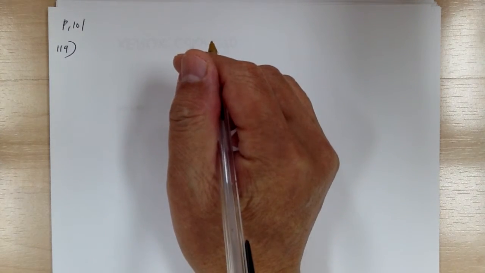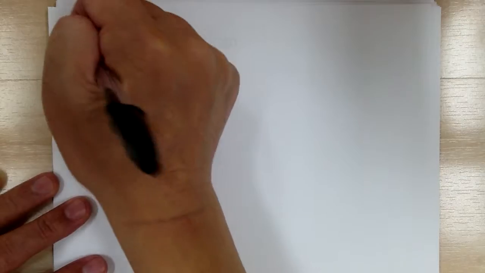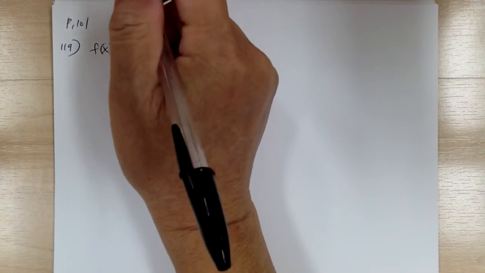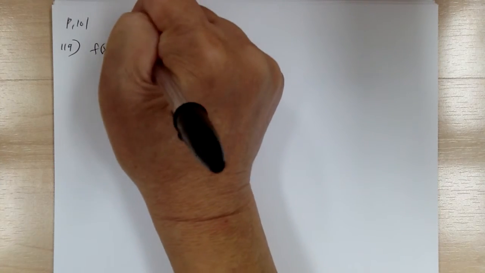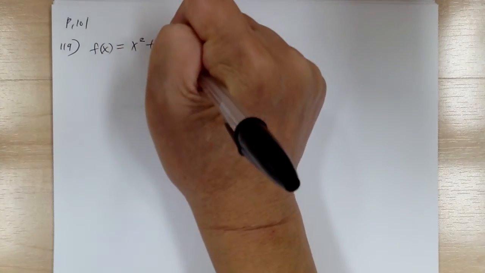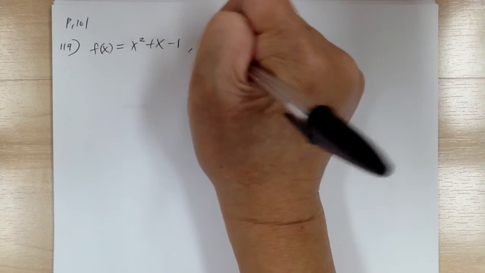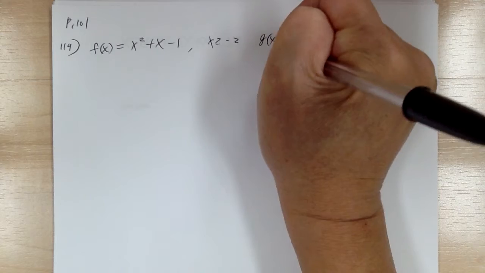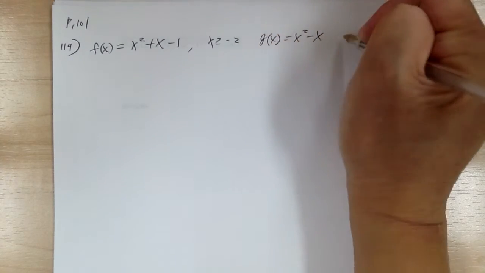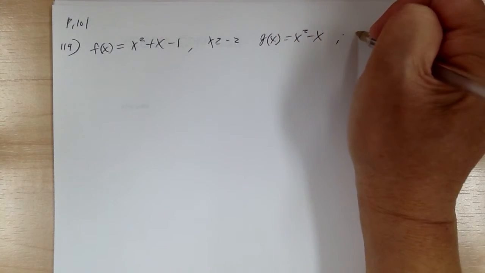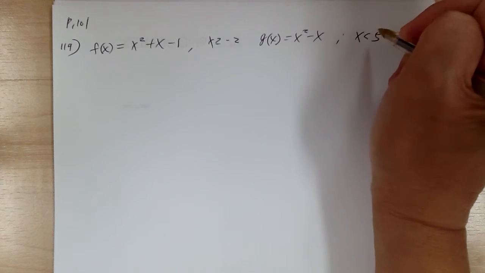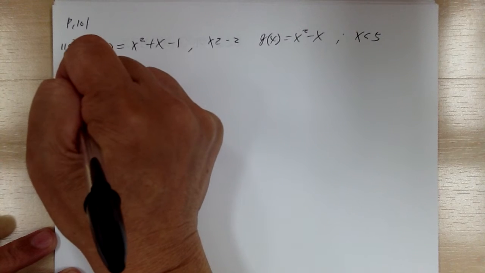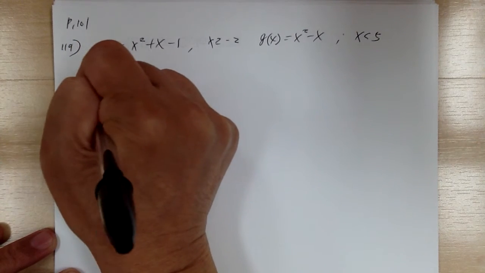Okay, 119. If f of x is equal to x squared plus x minus 1 for x greater than or equal to negative 2, and g of x equals x squared minus x for x less than 5, what is the domain of g of f of x? So you're looking for the domain of g of f of x.